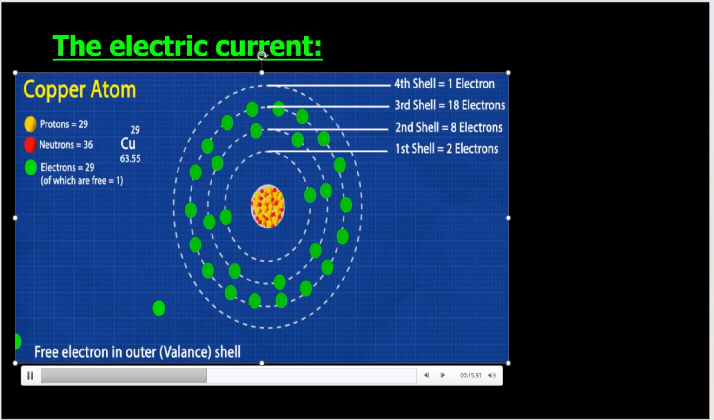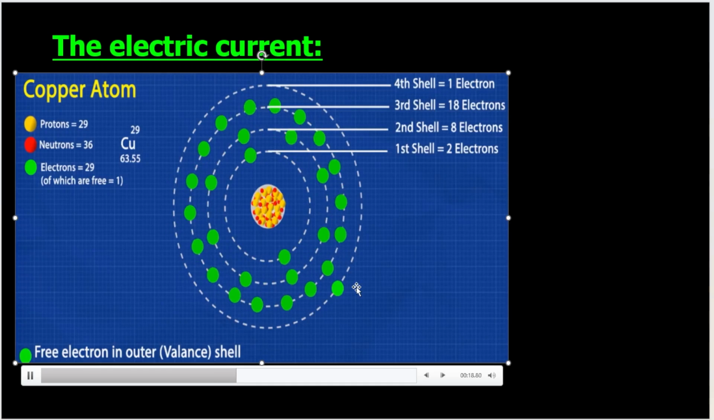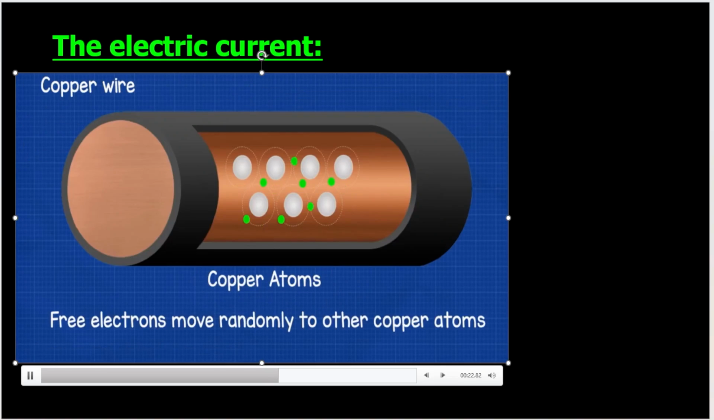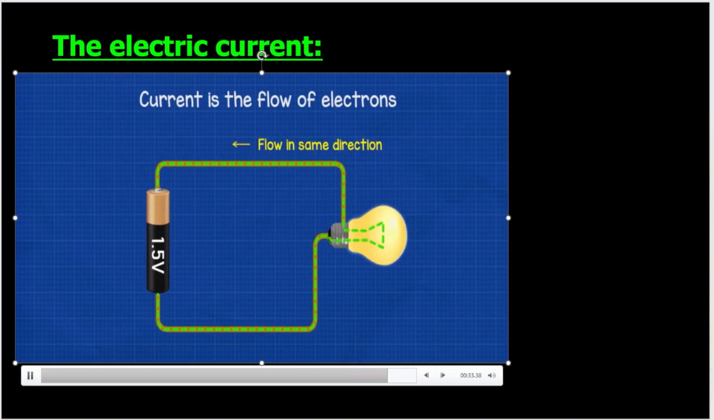This is the copper atom. Can you see? This is the outermost electron. Its attraction force with the nucleus is weaker than the other electrons, so it can move randomly through the copper conductor. And the copper conductor, the piece of conductor, contains millions of atoms.